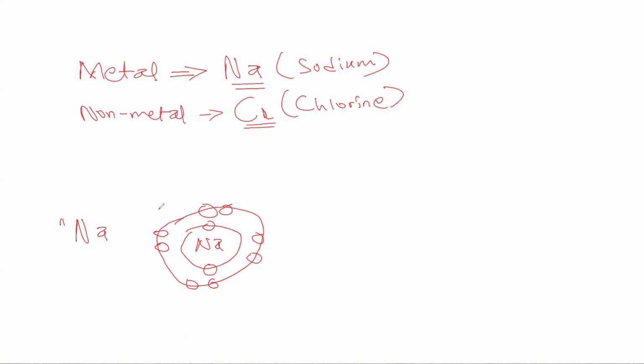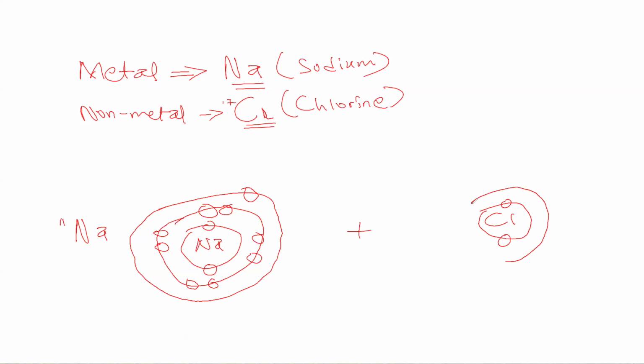How many more electrons do we have to draw now? 2. Are you sure? 1. No. 1, to make up 11. And then we have chlorine over here, Cl. Chlorine has the atomic number of 17. So this is the first shell having 2 electrons, and then the second shell having 1, 2, 3, 4, 5, 6, 7, and 8.